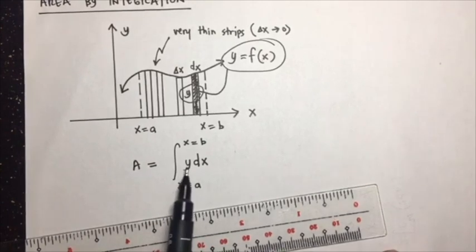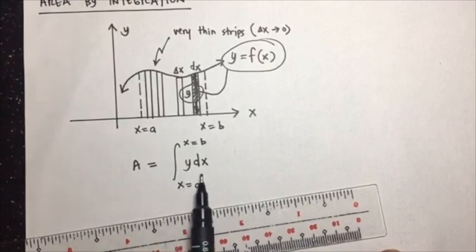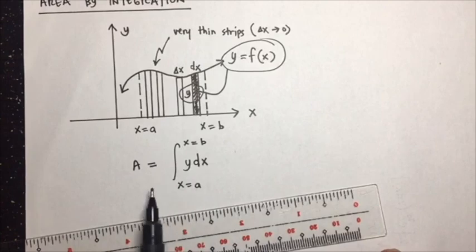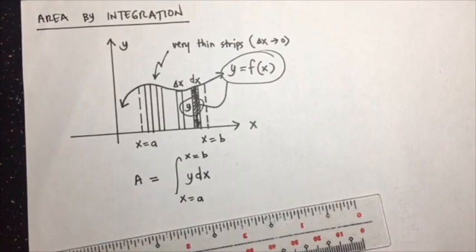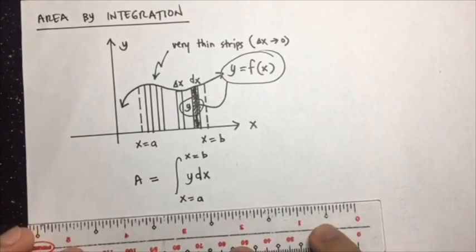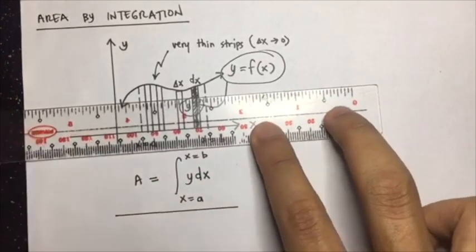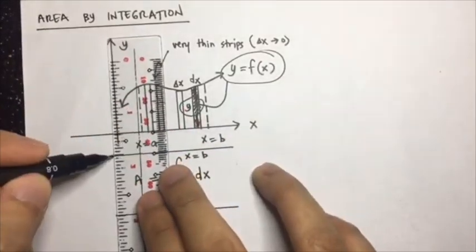What this means is that we are adding all the areas of the strips. The area of one strip corresponds to y dx, and we add all those areas from x is equal to a to x is equal to b. With this formula, this is the general formula for the area under a curve.